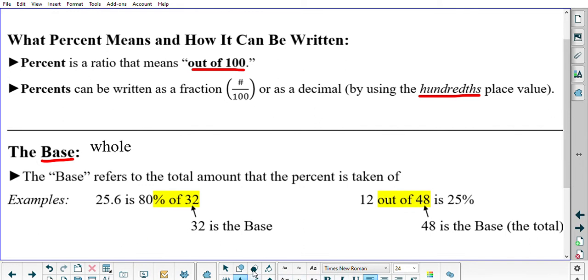And we learned earlier this year that the word of is a very important word to keep in mind whenever you're trying to identify the base. For example, 25.6 is 80% of 32. So what's the percent being taken of? The percent is being taken of 32. So 32 is my base. Or you sometimes will see the phrase out of. If you see something like 12 out of 48, then 48 is your base. And by the way, 12 then would be your part. So something we talked about earlier this year.